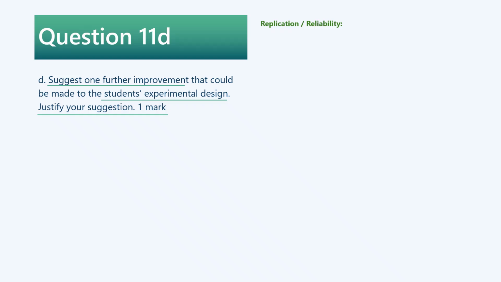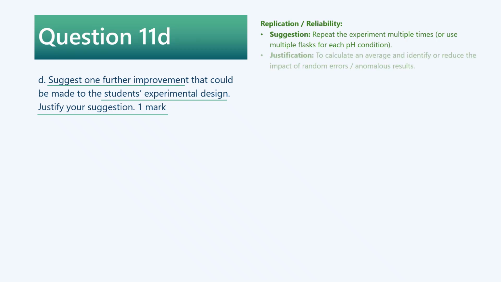To gain the 1 mark, students must state one distinct improvement and link it directly to a valid justification why it improves the experiment. Here are key options accepted by VCAA, structured with their respective justifications. Replication or reliability. Suggestion: repeat the experiment multiple times, or use multiple flasks for each pH condition. Justification: to calculate an average and identify or reduce the impact of random errors or anomalous results.